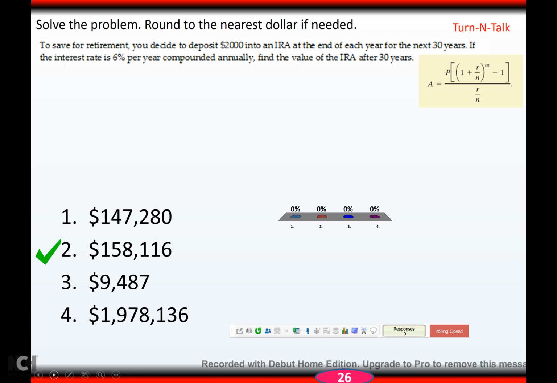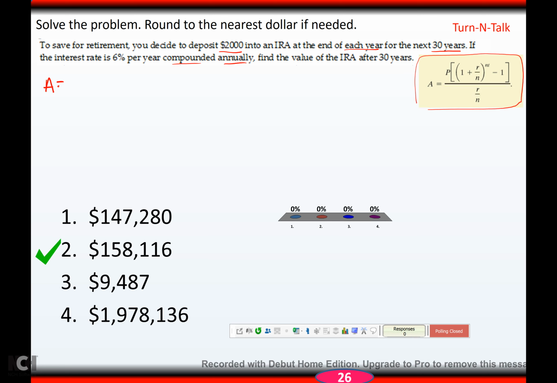And hopefully you got 2. Alright, so it says to save for retirement, you decide to deposit $2,000 into an IRA at the end of each year for the next 30 years. If the interest rate is 6% per year compounded annually, find the value of the IRA after 30 years. It's compounded annually, so I really don't need this big long one. I can use that shorter one, but the long one always works.